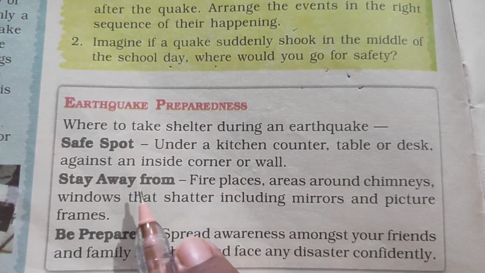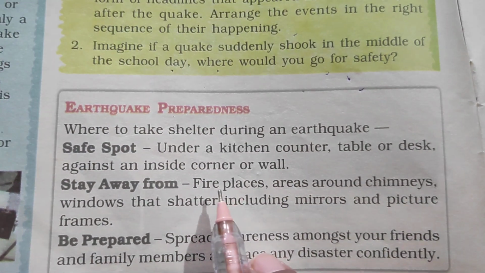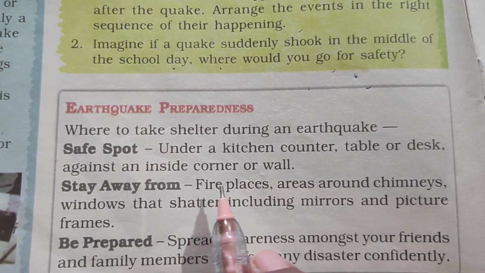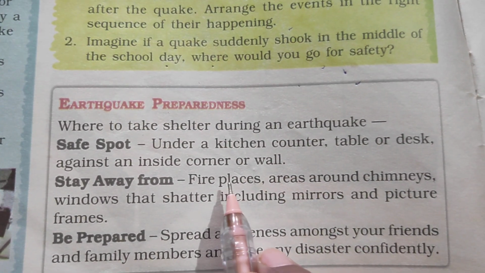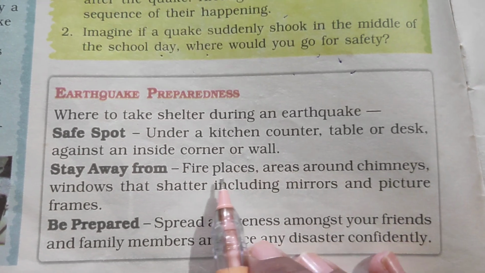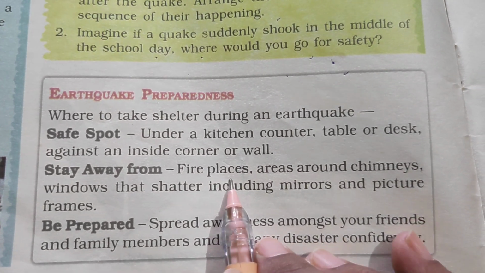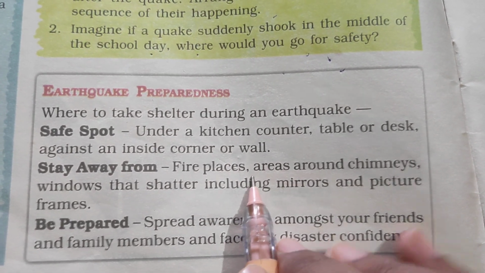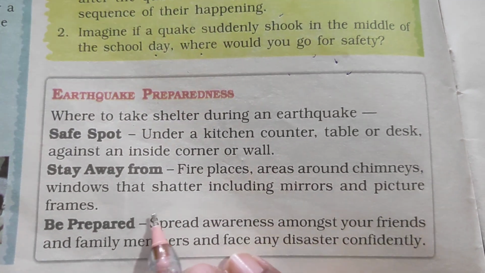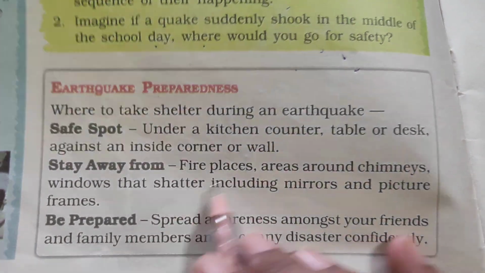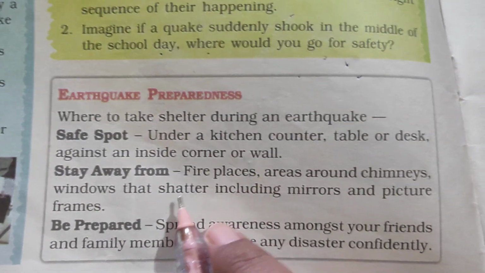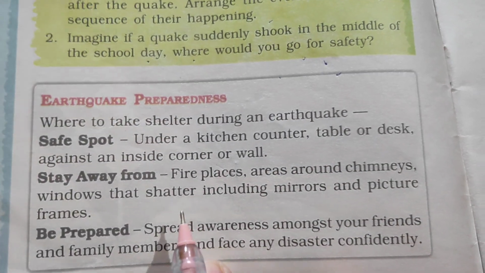The second one is to stay away from certain things. What are the things you have to stay away from during an earthquake? Whenever an earthquake takes place, stay away from fireplaces, areas around chimneys, and windows that shatter, including mirrors and picture frames. From these things you have to stay away.